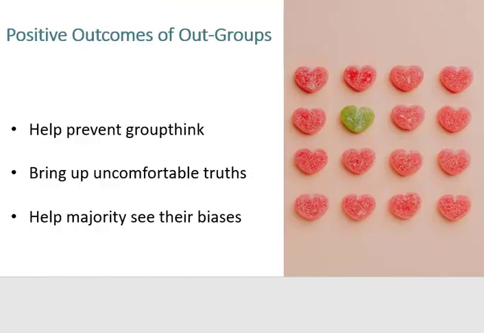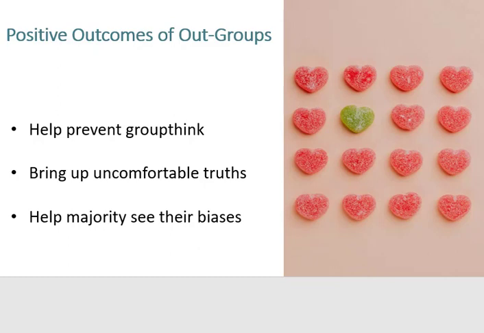Now, there are positive outcomes here. We're going to talk about the detrimental part later, but it's important, I think, to recognize the value and positive outcomes of having outgroup members. People who don't identify with the group or differ in goals can help prevent groupthink. They might offer new perspectives and go against group opinion. They might be comfortable doing that.